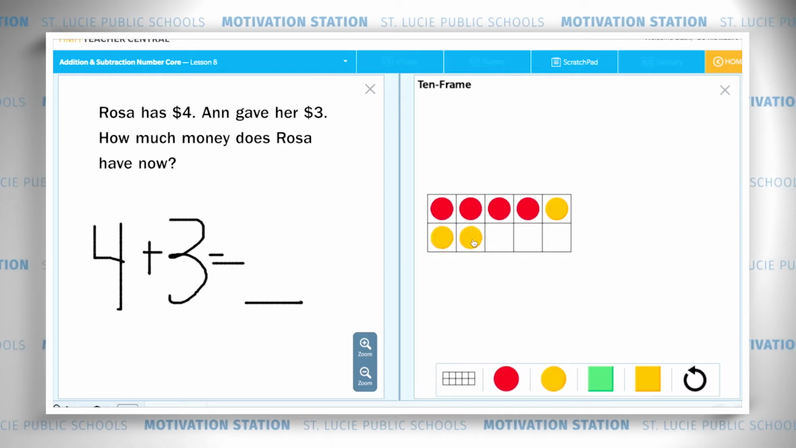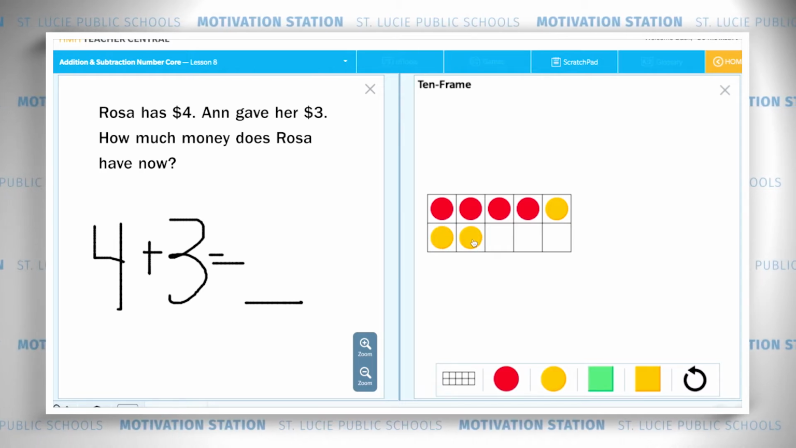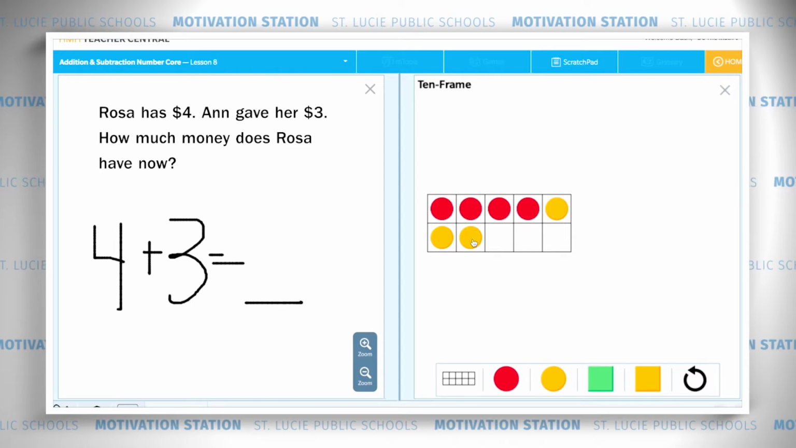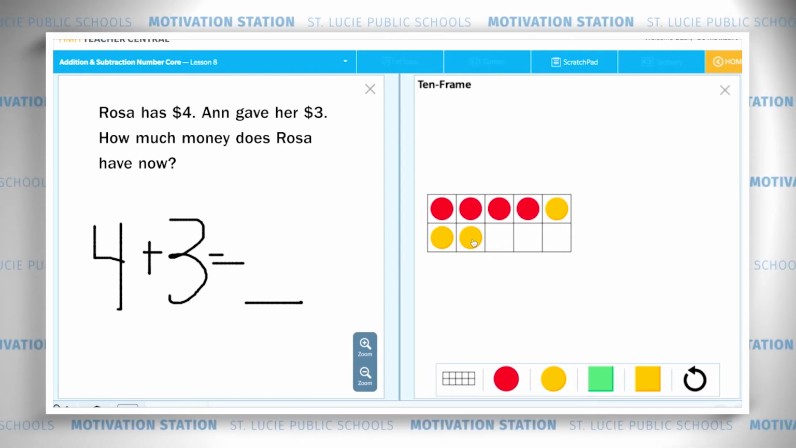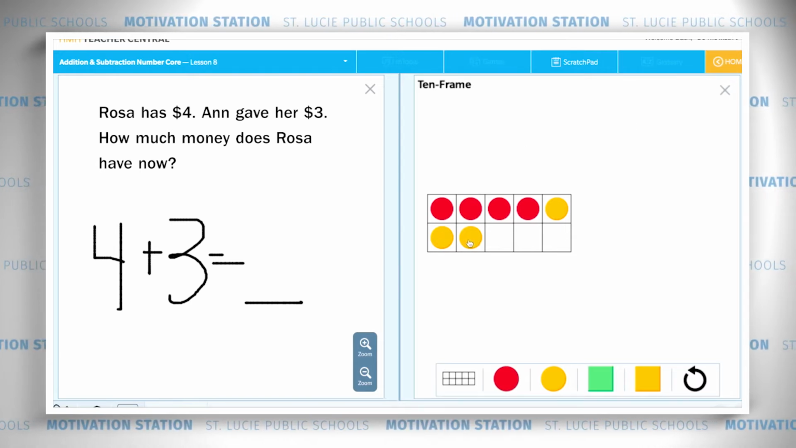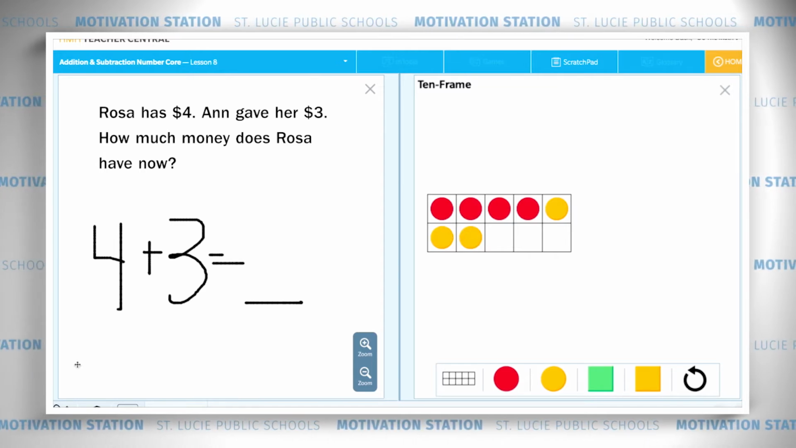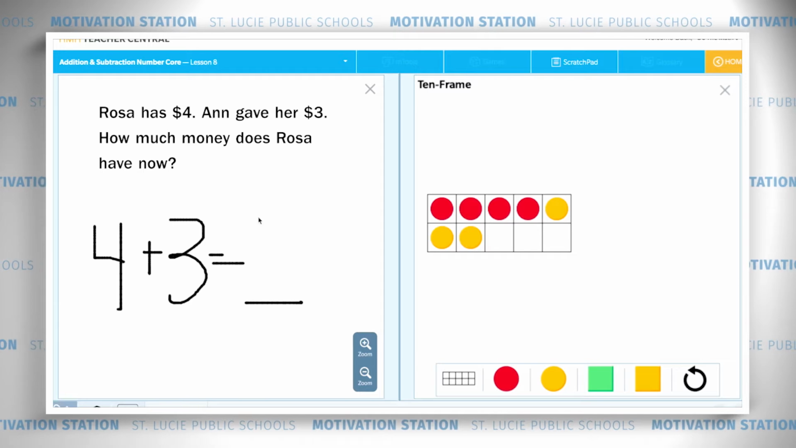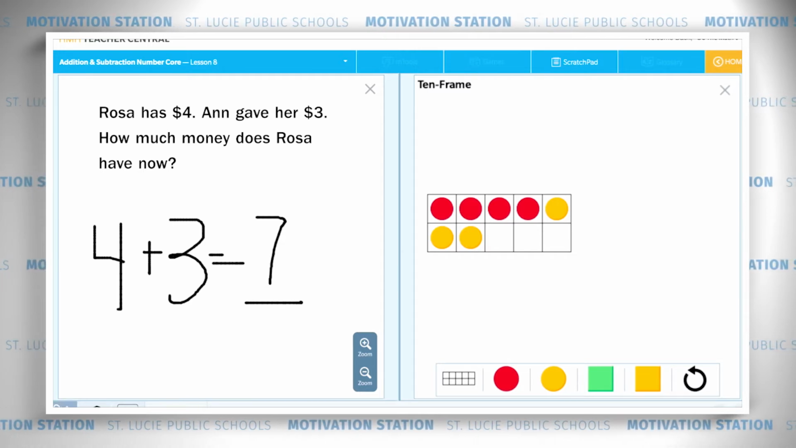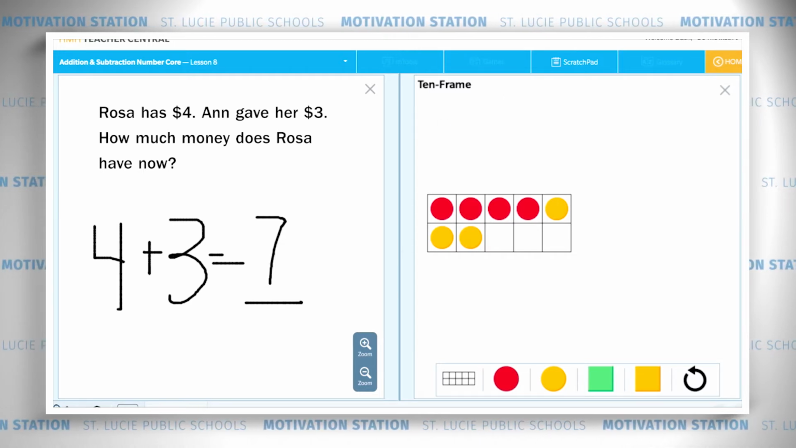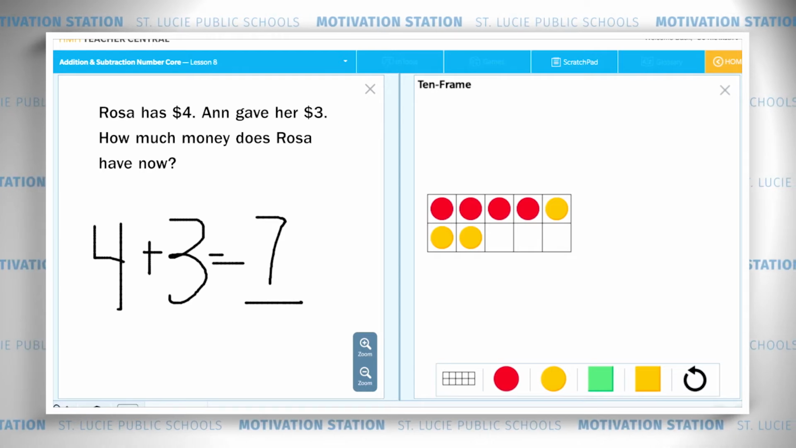Okay, so now we have our group of 4 plus the group of 3. What's our sum? What's our total? 5, 6, 7. Awesome. So what equation can I write on the board? 4 plus 3 equals 7. Awesome job. You're working so hard.